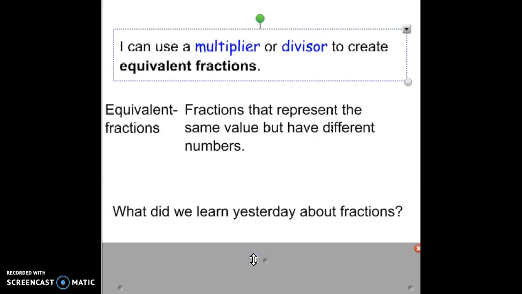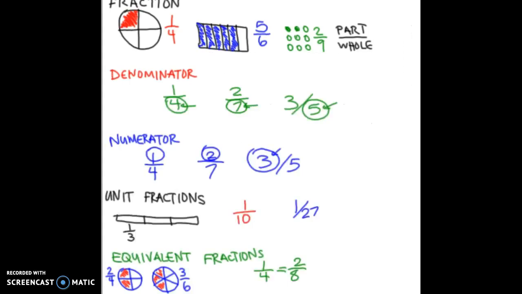What did we learn yesterday about fractions? Yesterday we talked about several vocabulary words. We talked about the word fraction. And when we talked about fraction, we noticed different representations of fractions. You could do it as a circle or kind of a pie. You could do it as a bar where you're shading in pieces of a bar. You could even do it as just groups or an array where you're shading in a couple of those.